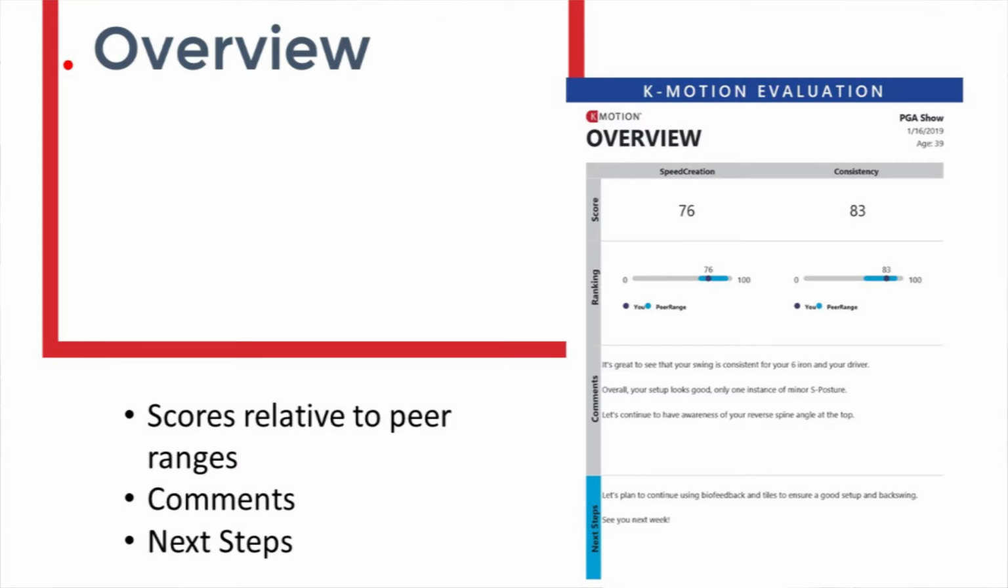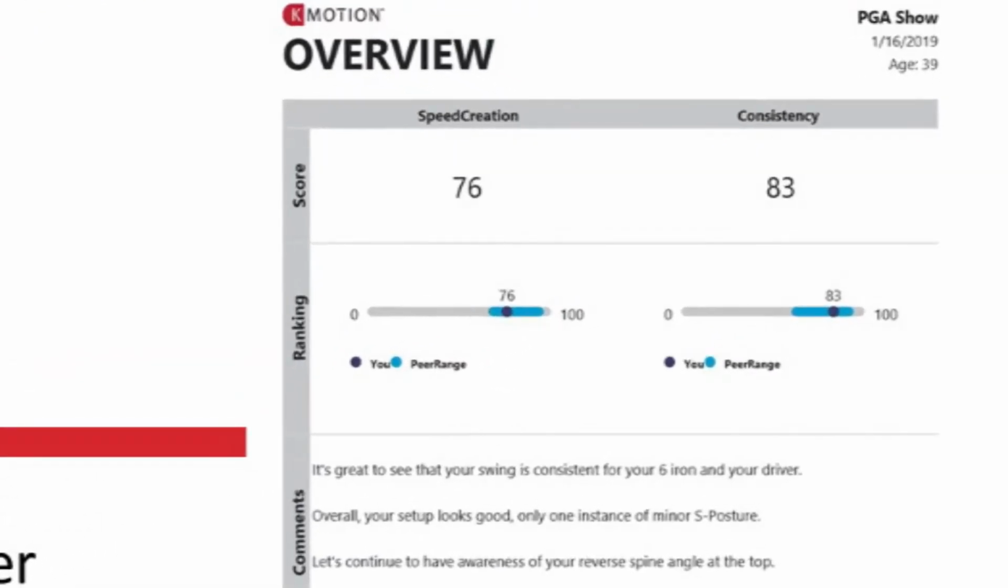The first page of the evaluation is our overview page. So on the overview page, you're presented with 2 scores. One is a speed creation score. The other is a consistency score. So that's going to give you the player's scores for those swings in relationship to a peer range. Okay, so that peer range comes from a very close collaboration with Dr. Rob Neal of BioSwing Dynamics and his database of over 4,000 students. So that peer range is broken down by age and gender, and that's what we're comparing your players to when we are comparing them to that peer range.